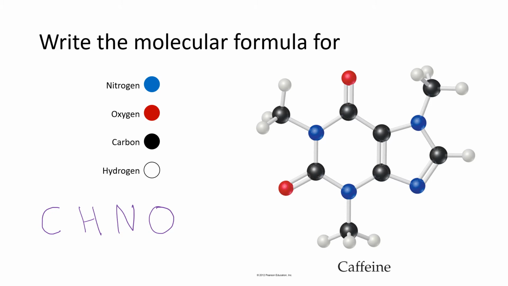All right, hopefully that was long enough. You paused the video, you got it all figured out. For carbon, in looking at the structure, there are 1, 2, 3, 4, 5, 6, 7, 8. It looks like there are 8 carbon atoms, so I'll put a subscript of 8 on the C. For hydrogen, I'm seeing 1, 2, 3, 4, 5, 6, 7, 8, 9, 10. There are 10 hydrogen atoms. For the nitrogen, I'm seeing 4 of the blue spheres, so I'm going to call that 4. And for oxygen, I am seeing 2 reds, so we will just call that 2.